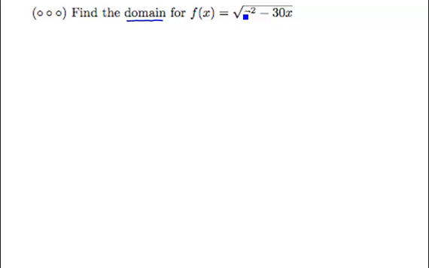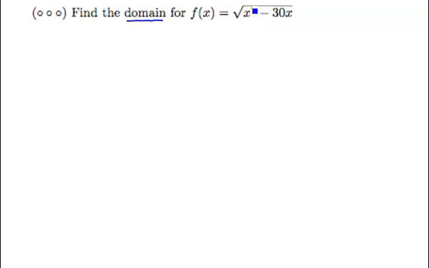If I look under the root, first of all, x squared minus 30x, that can handle anything. I can put any value I want in for x and square it, subtract 30 times that value, and I will get a number back. There are no problems in doing that calculation. But the result of that calculation then gets placed under the root, which means we need to find the square root of whatever value is returned by that x squared minus 30x. And that's where we can run into some trouble.